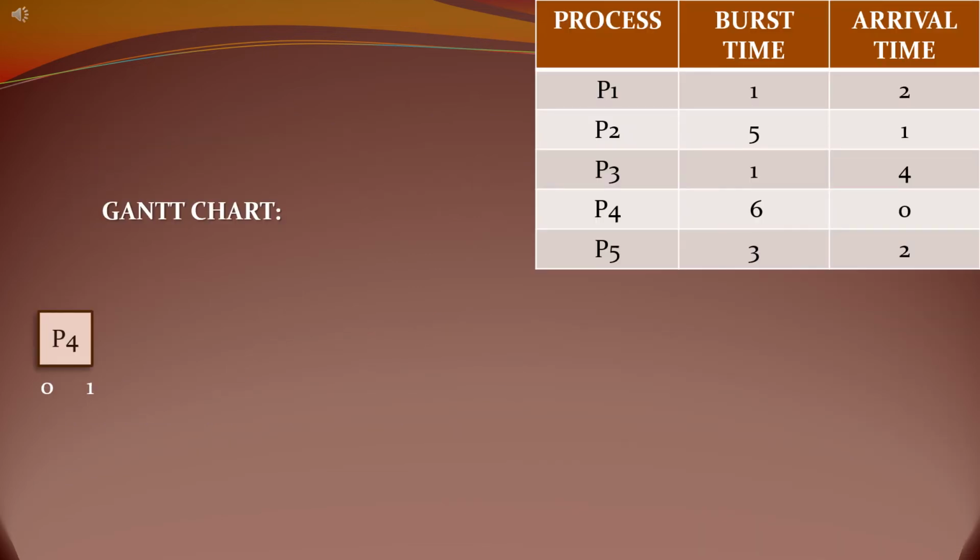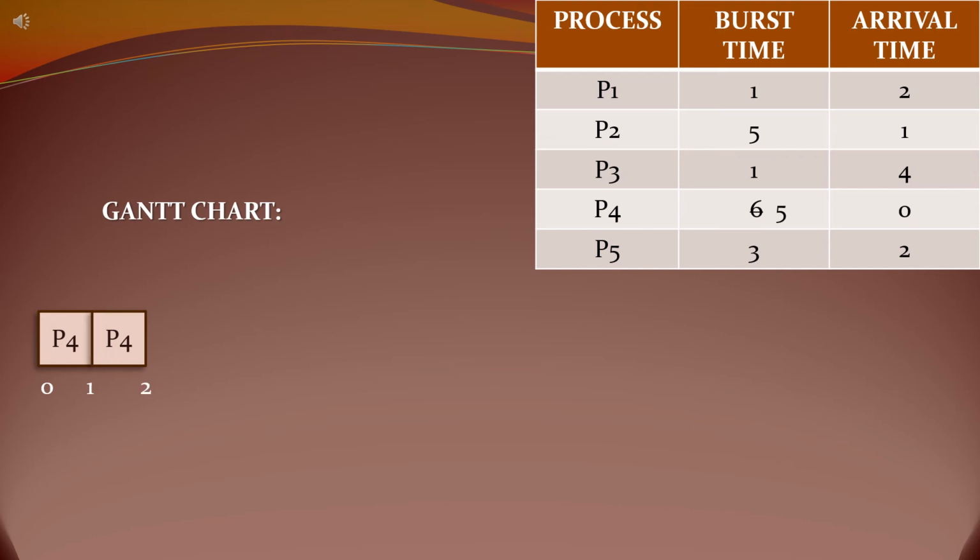To solve this problem, first we have to create a Gantt chart. So first we have to check which process is arrived at the time 0. We can see here P4 is arrived at 0 and it is only in ready queue. Now for preemptive SJF we have to check it after every unit of time. So P4 will execute up to 0 plus 1, that is the time 1, and the remaining time for P4 will be 5.